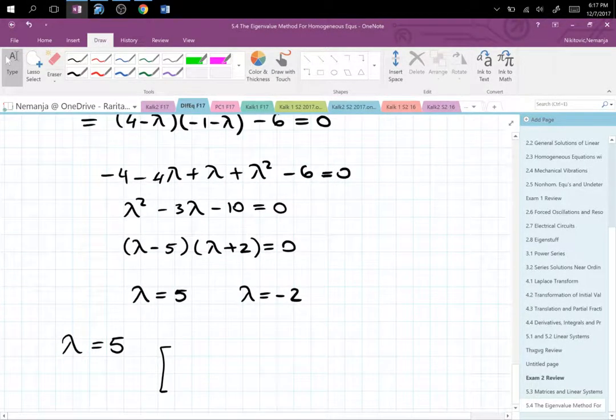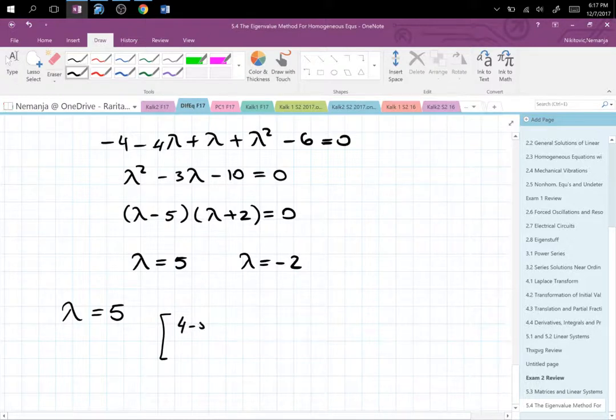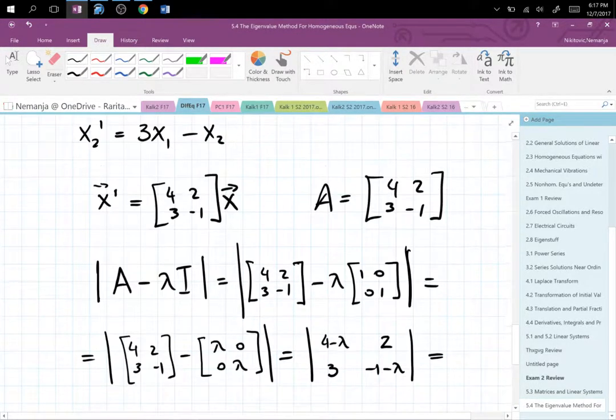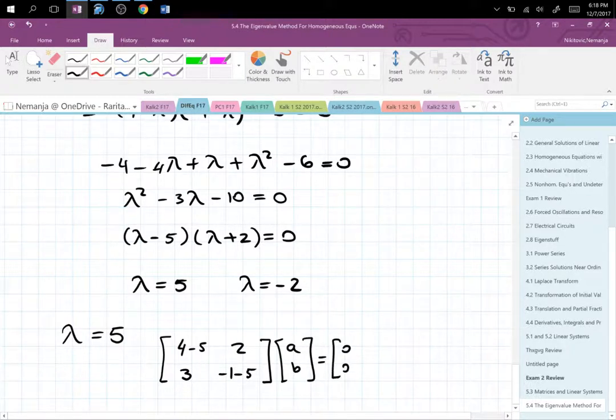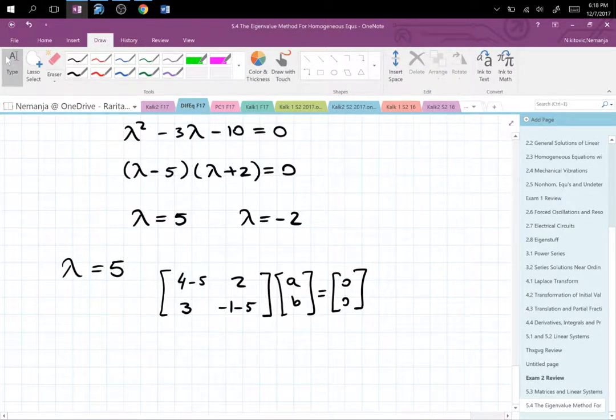So 4 minus lambda, so it's going to be 4 minus 5, 2, and then 3, and then -1 minus 5. And you multiply that by some values a and b to get 0, 0 on the other end. So you have to solve for a and b now. So now we get 4 minus 5, that's a -1, and that's a 2, and that's a 3, and this is -6.